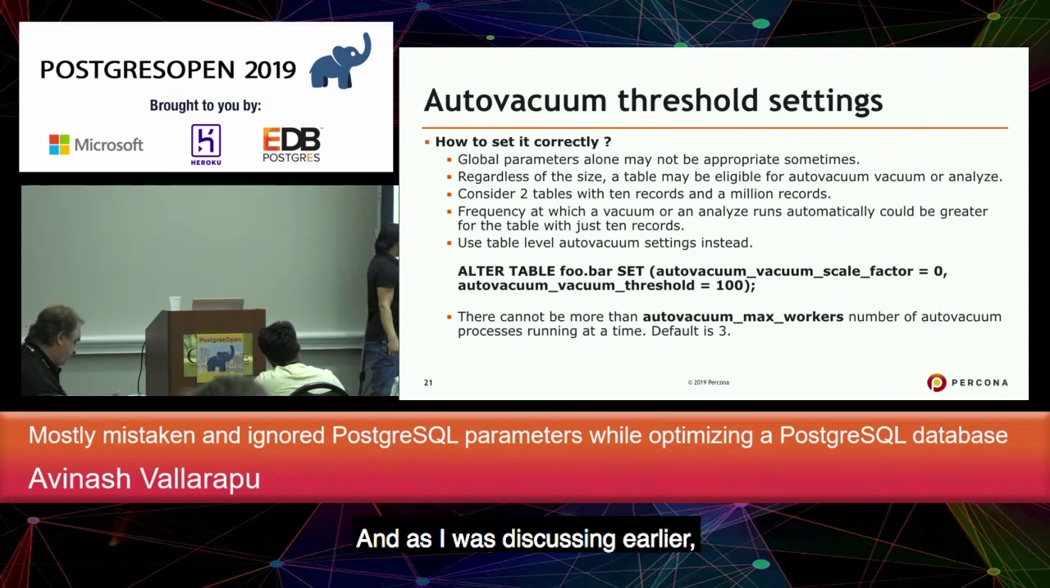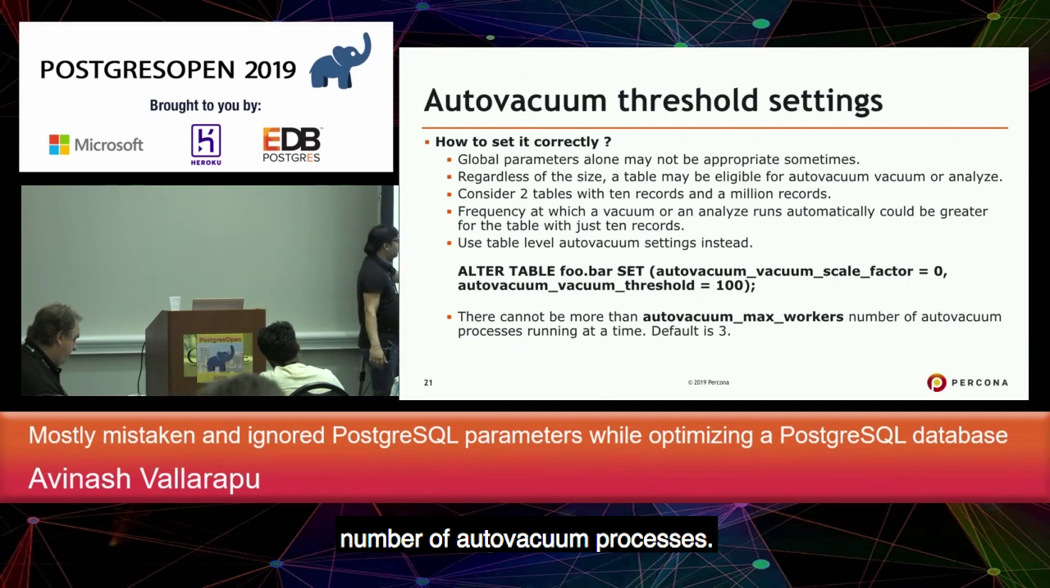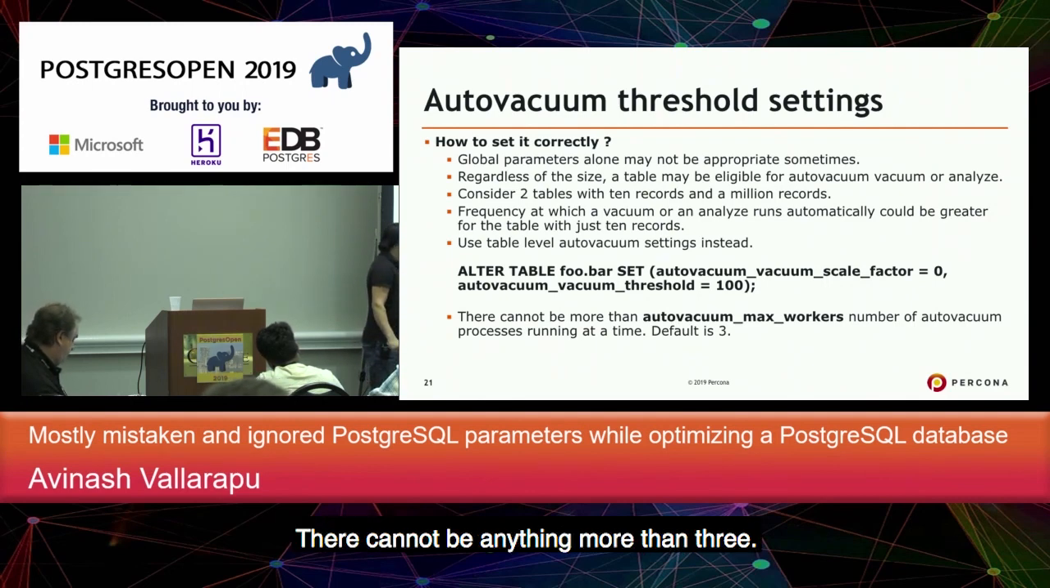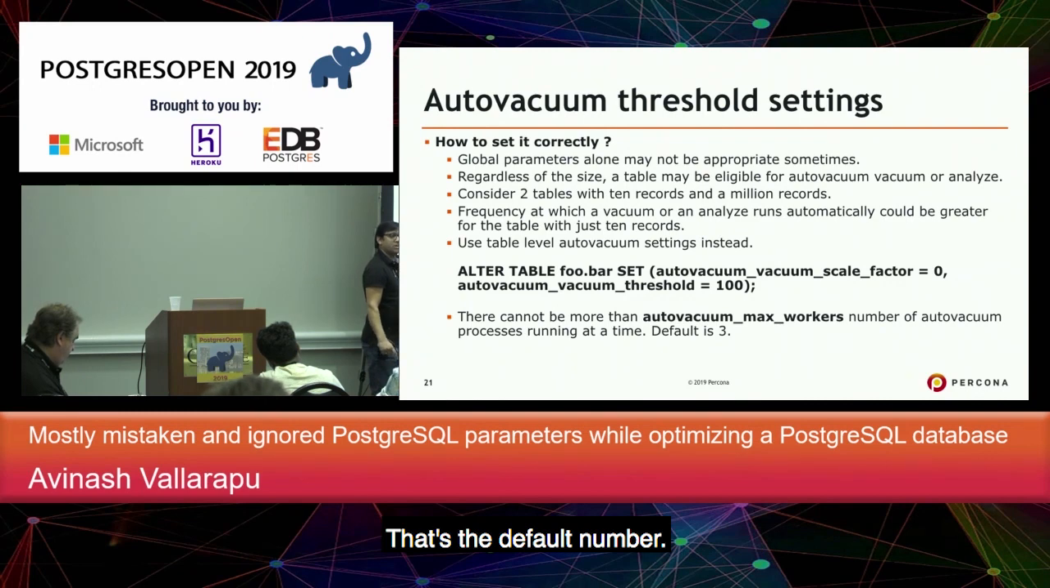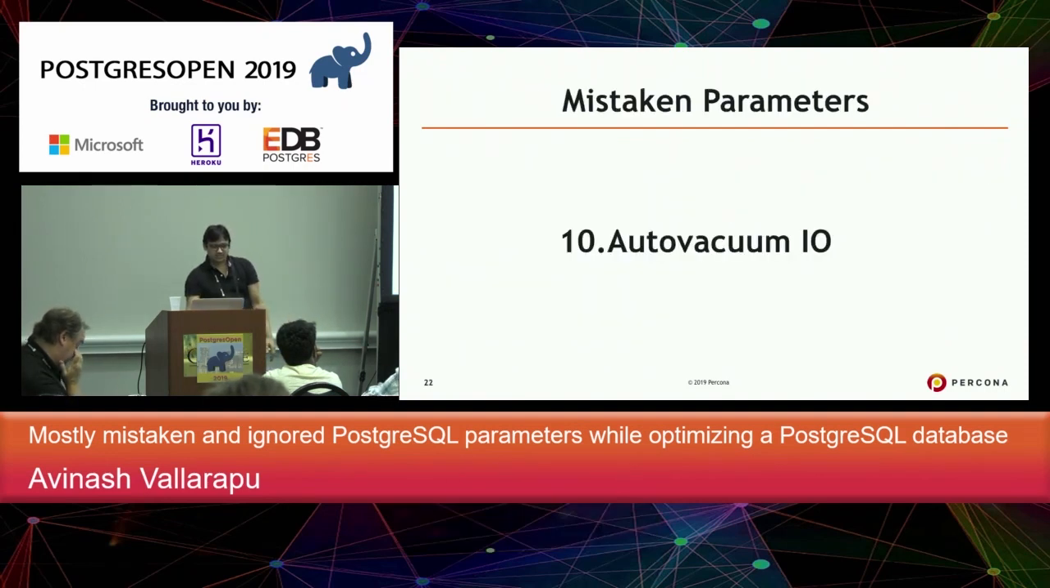And as I was discussing earlier, there cannot be more than AutoVacuum max workers number of AutoVacuum processes. And this includes vacuum and analyze together, right? So there cannot be anything more than 3. That's a default number. We could always change it. We could always increase that number as well. But we'll talk about that.